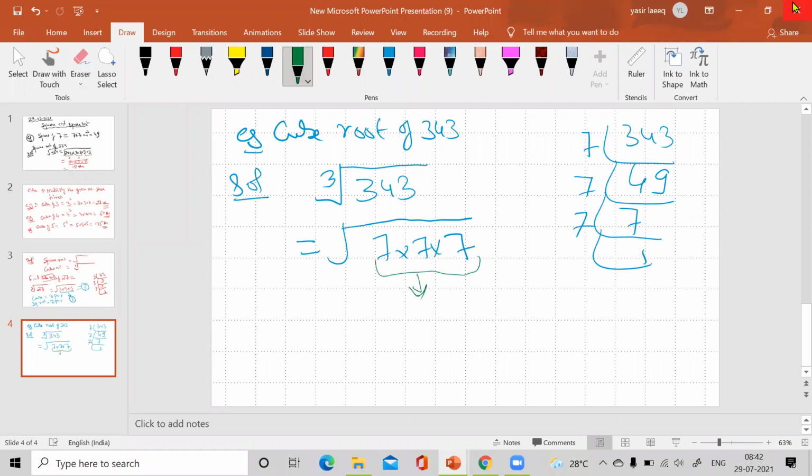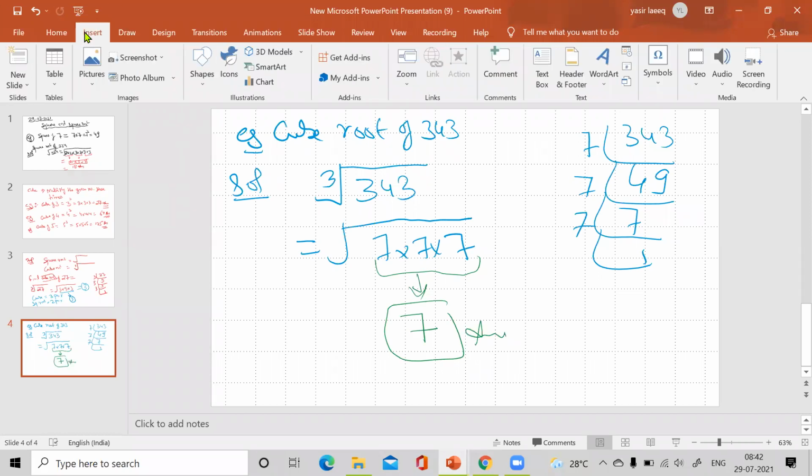Sir, you will give solving questions. Okay, beta, you will do. Wait. So you make a pair of 3 and pick one number. Always make a pair. If there is another number also, make a pair of this. So this will be your answer. Is it clear now? Yes, sir.